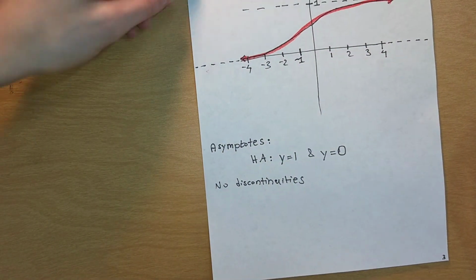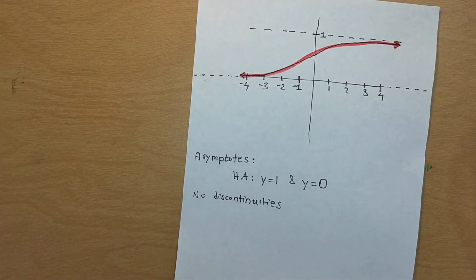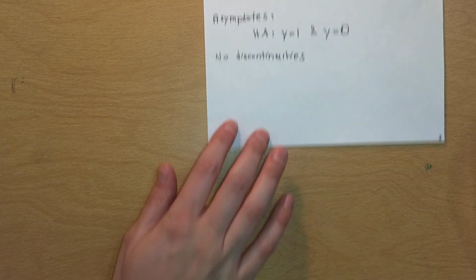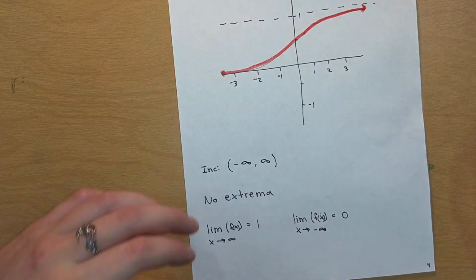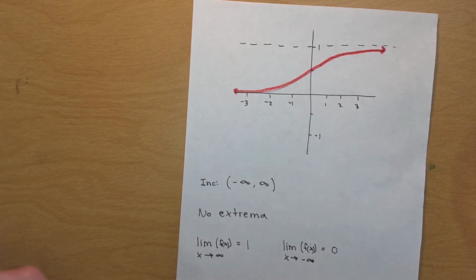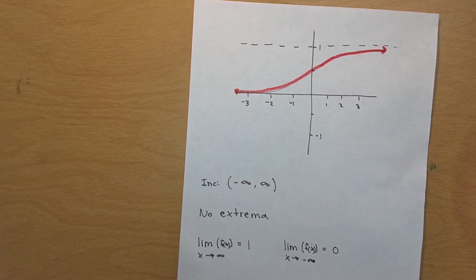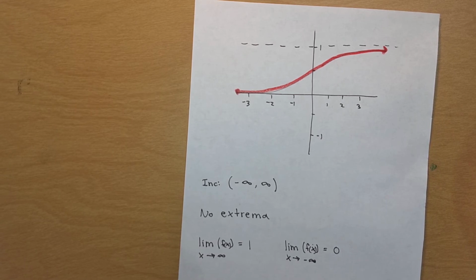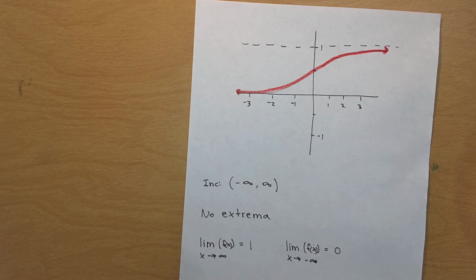There are two horizontal asymptotes. One is at y equals 1, and the other is at y equals 0. There are no discontinuities. It is increasing from negative infinity to infinity, and there are no extrema. The end behavior as x approaches infinity, y approaches 1, and as x approaches negative infinity, y approaches 0.